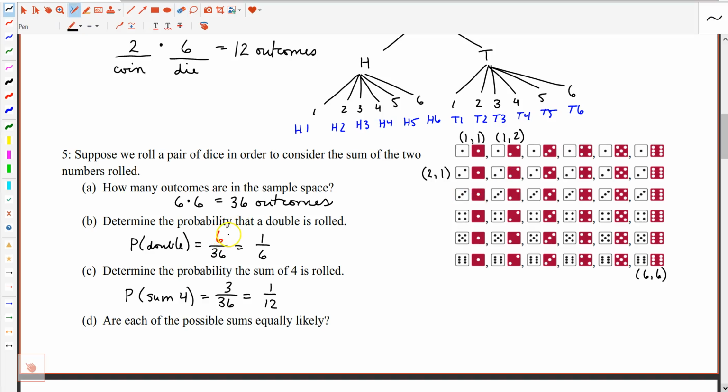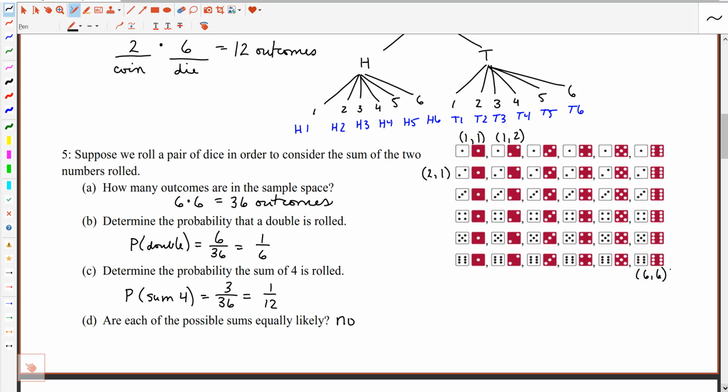So I'm going to get rid of that. I'm going to change that to not being read. All right, so part D, are each of the possible sums equally likely? No, they are not. The possible sums you could get: the smallest sum you could get would be a 2, getting a 1 and a 1. The largest sum you could get would be a 12, which would be a 6 and a 6.